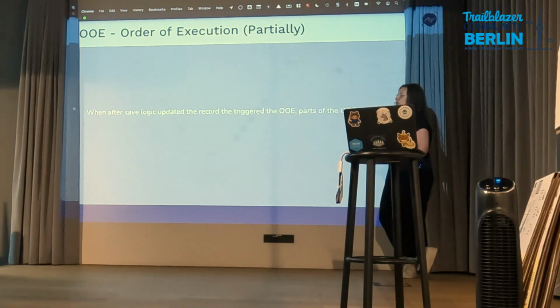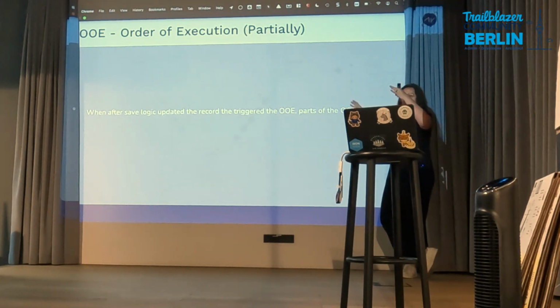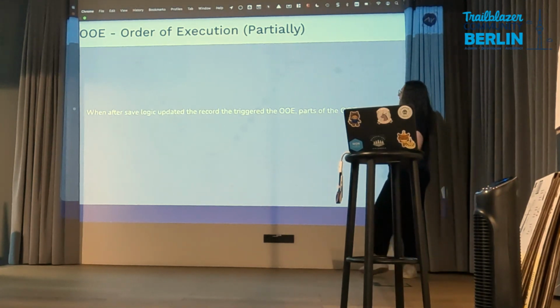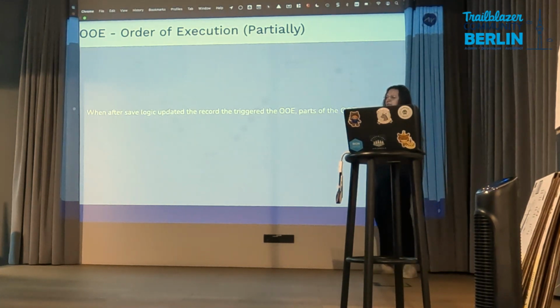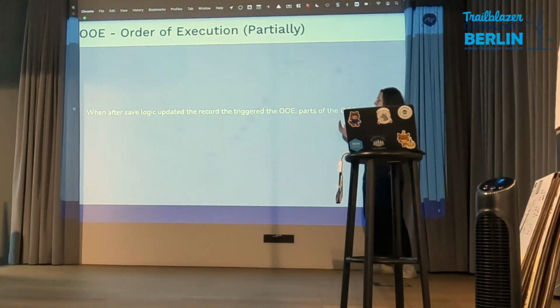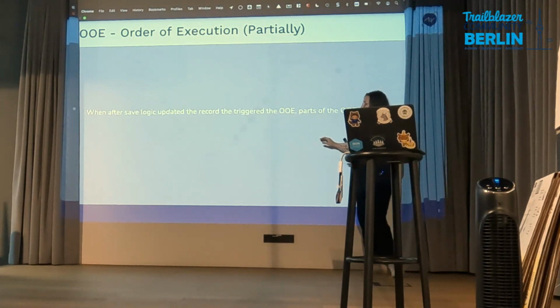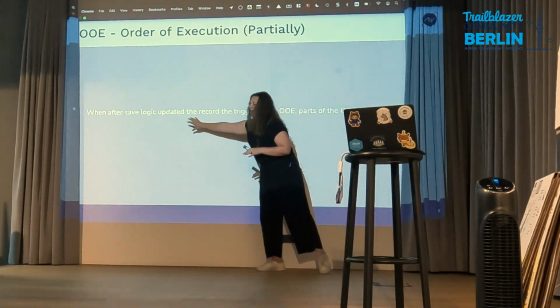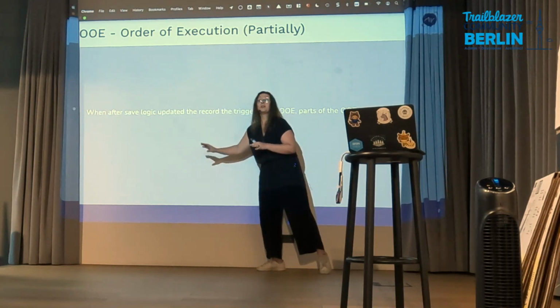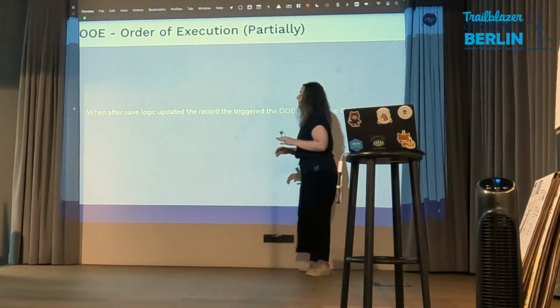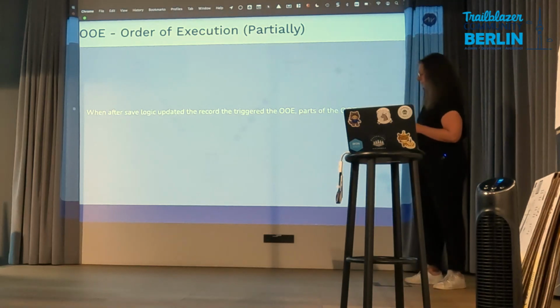When the after save logic updates the record that triggered the order of execution, the original record, that means that parts of the order of execution will repeat. Let's say, for example, you have a very old workflow in your org that updates a field. That will mean we go back here and repeat some of those steps, but just some of them. Not going to go into details on that for now.